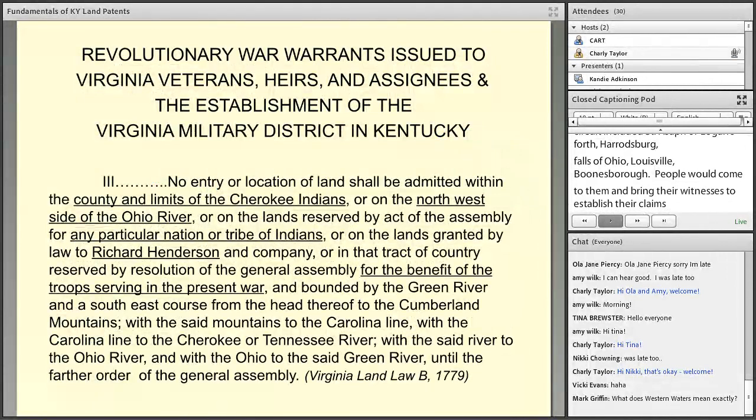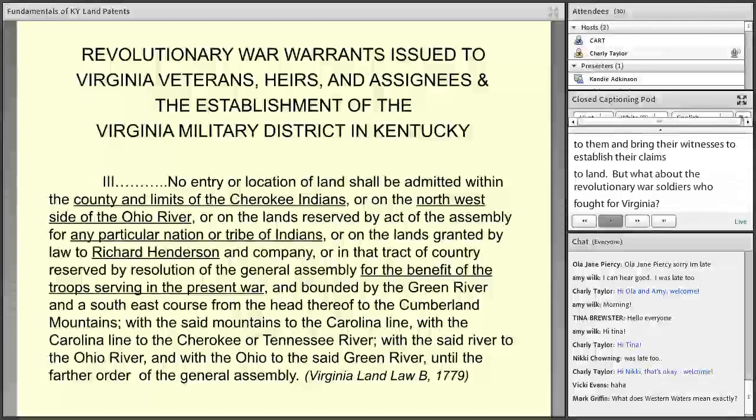But what about the Revolutionary War soldiers who had fought for Virginia? Didn't we just see that Virginia stretched from the Atlantic to the Mississippi? Where are they going to reside?